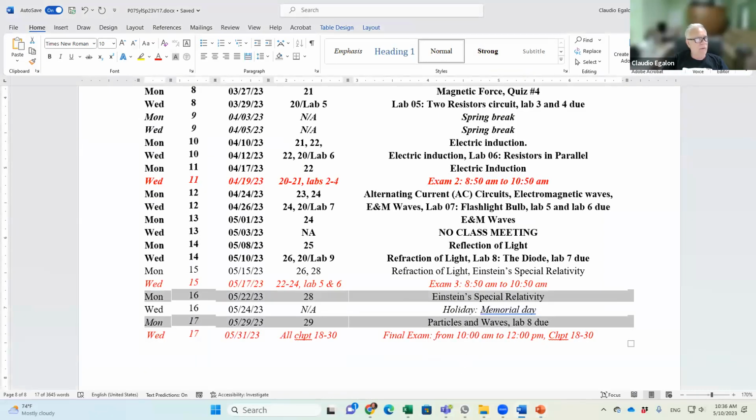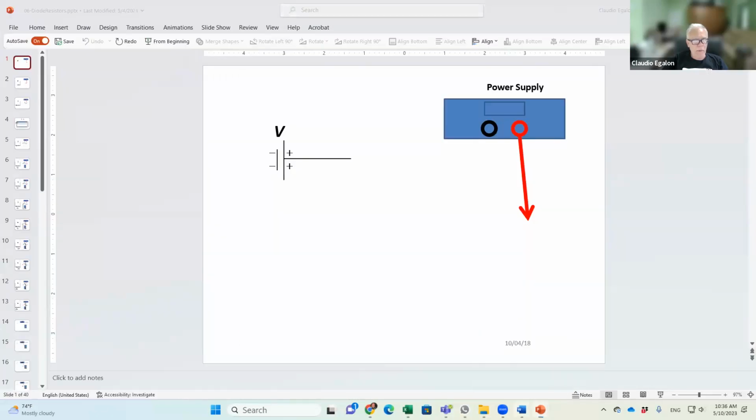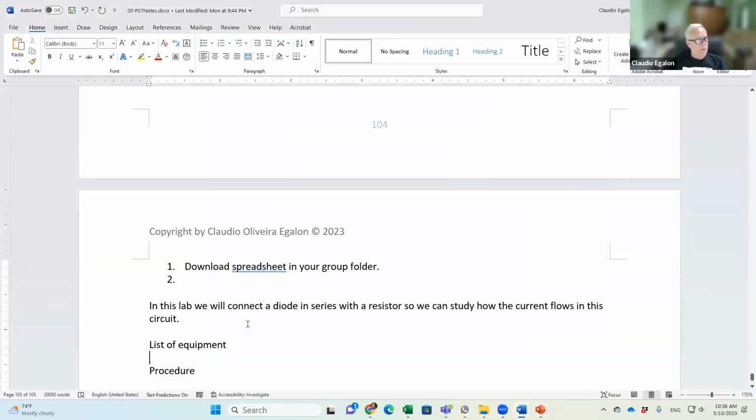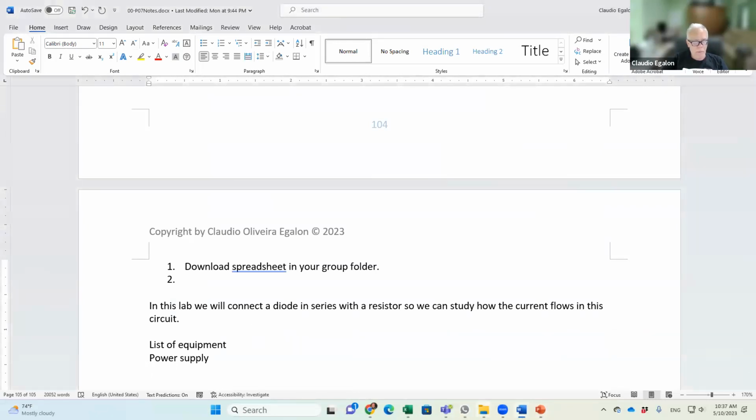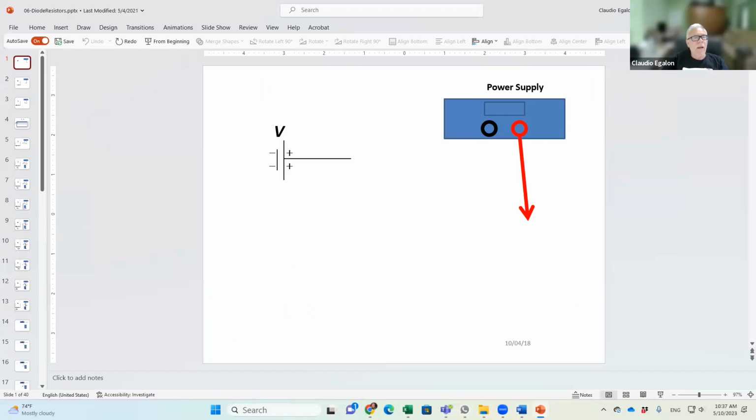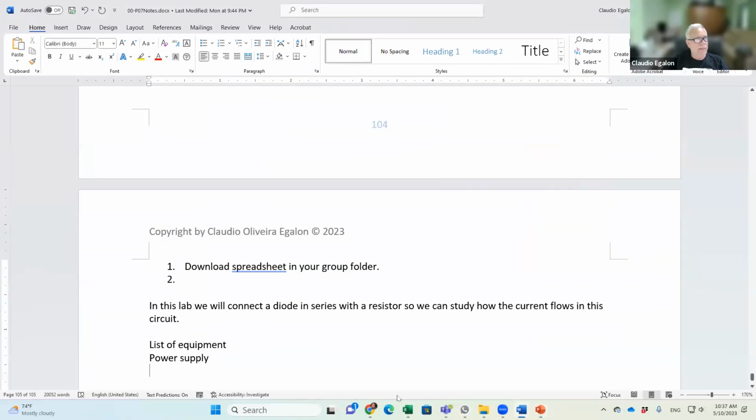Close that. I don't need that anymore, right? Start with the power supply here. As those devices appear, I will start. Okay, cable, red cable, red cable.